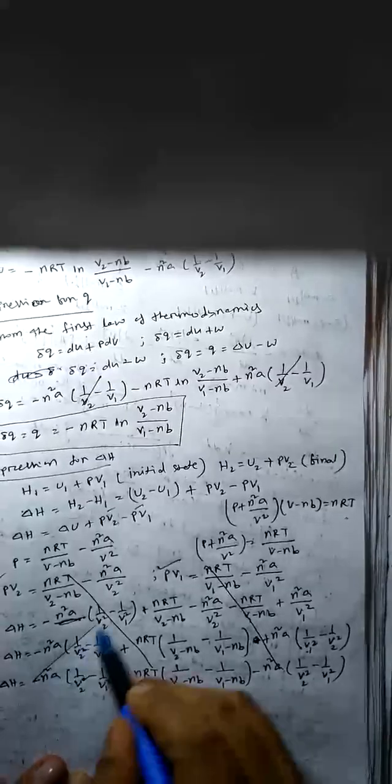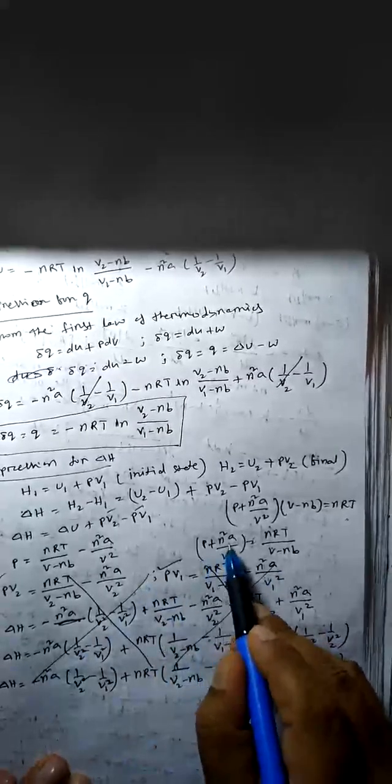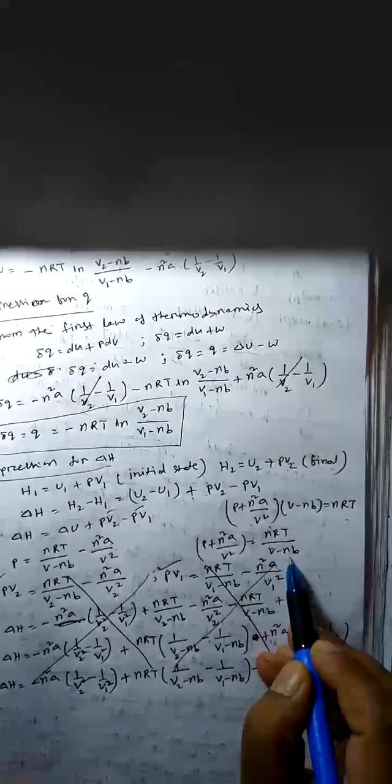But here something comes: P plus n square a by V square, times V minus nb, is equal to nRT. Then, I made a mistake. Okay, I made that mistake. So here you get P plus n square a by V square equal to nRT by V minus nb.